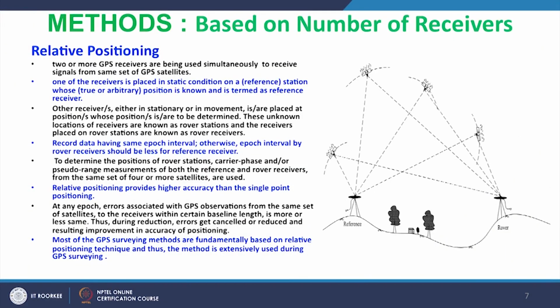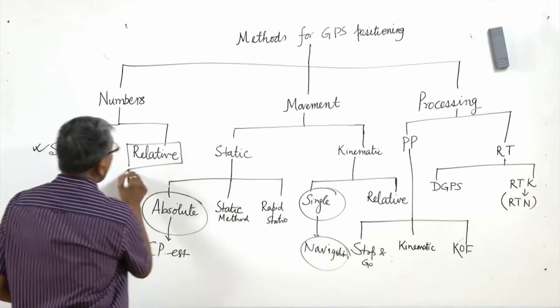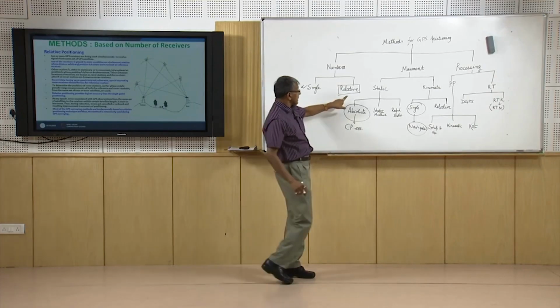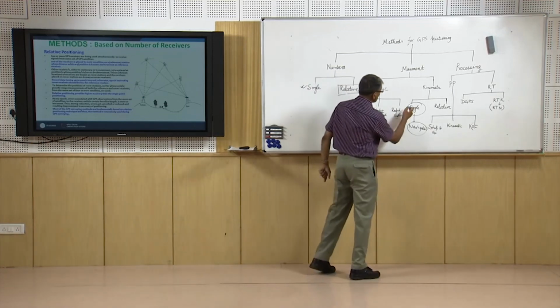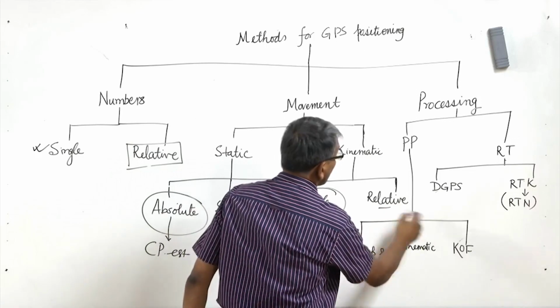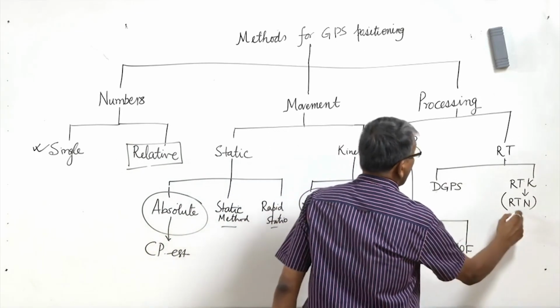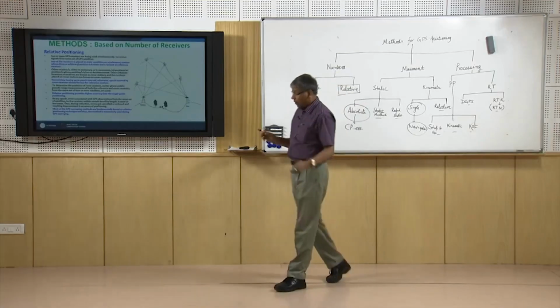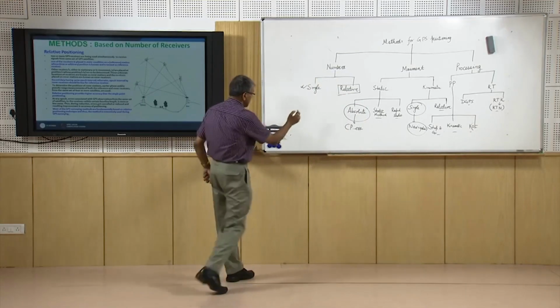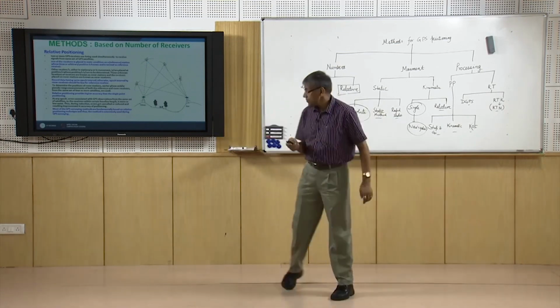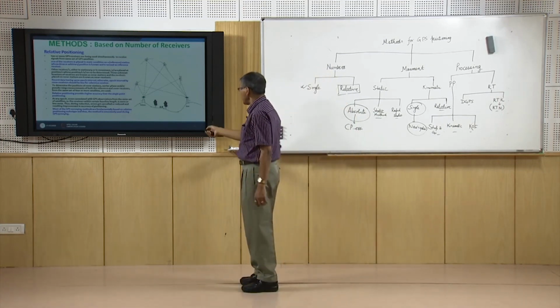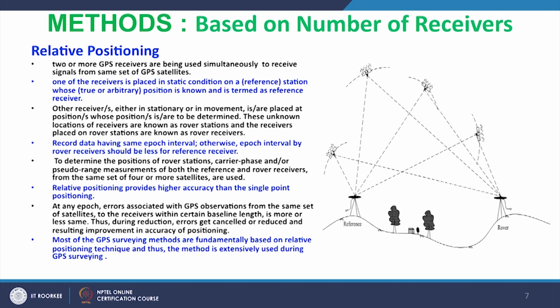Next, relative positioning. Here also we can see that relative positioning is widely prevalent among all these methods. Now what is relative positioning? In case of relative positioning, there will be at least two receivers, of which one will be on a reference station, means a station point whose location is known.